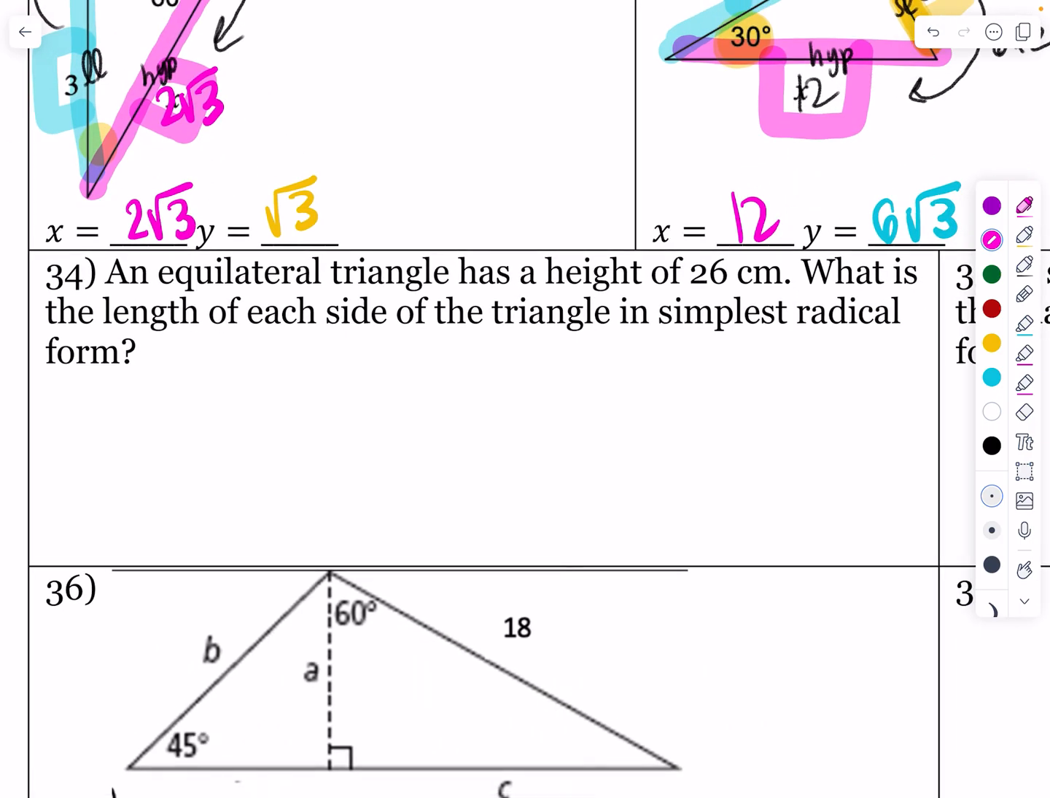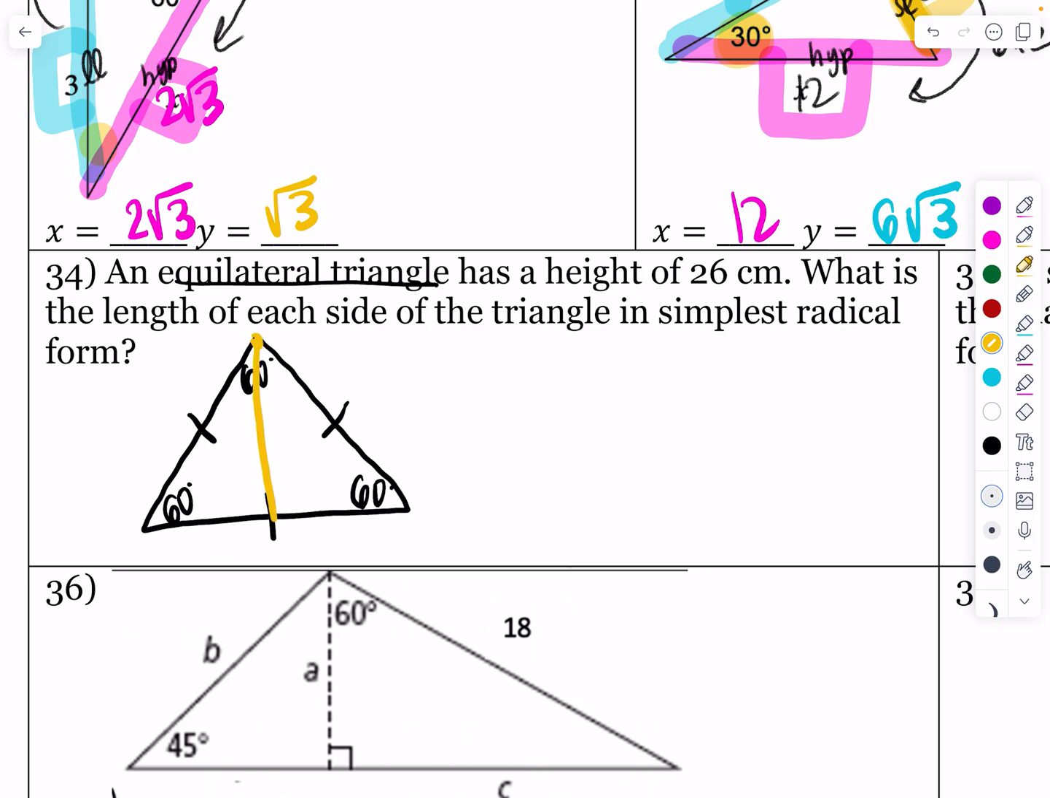Number 34 describes an equilateral triangle that has a height of 26 centimeters. So the first thing you're going to do is draw that picture. An equilateral triangle, of course, has three congruent sides. So I'm going to note that, 1, 2, 3, and then there are three 60-degree angles by definition. And it says it has a height, that is also sometimes called the altitude, that breaks it into 30 degrees here and 30 degrees here. That bisects that 60. It has a height of 26 centimeters. 26 is going to be that piece.